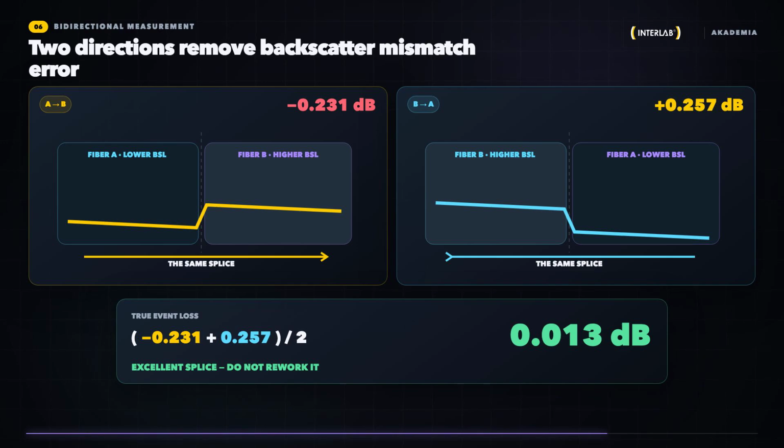That is an excellent splice, not a candidate for rework. This is why the real event loss is determined by bidirectional measurement. A one-way result is useful for locating a problem, but it can be misleading from a metrology standpoint.